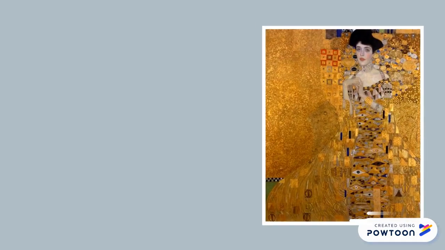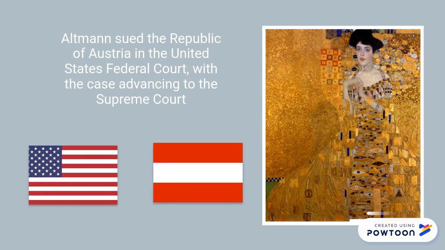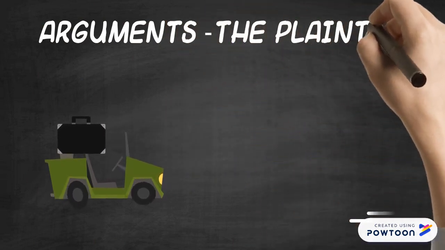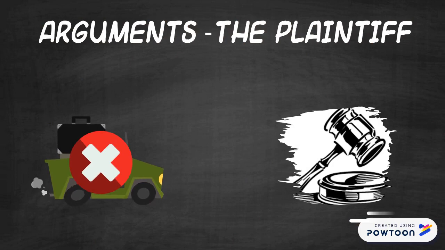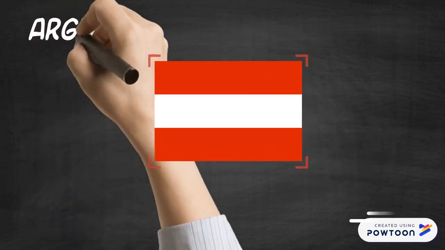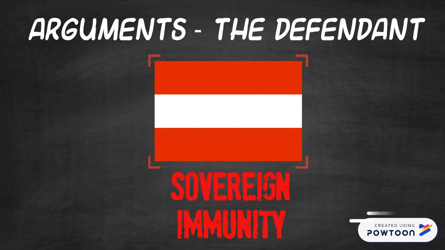Altmann sued the Austrian government through the U.S. court system, with the case eventually being heard by the Supreme Court. Altmann claimed that the artwork had been acquired through unjust means by the Nazi regime and that legally the artwork belonged to her. Austria argued for sovereign immunity and that the United States court did not have the jurisdiction to hear or decide the case.